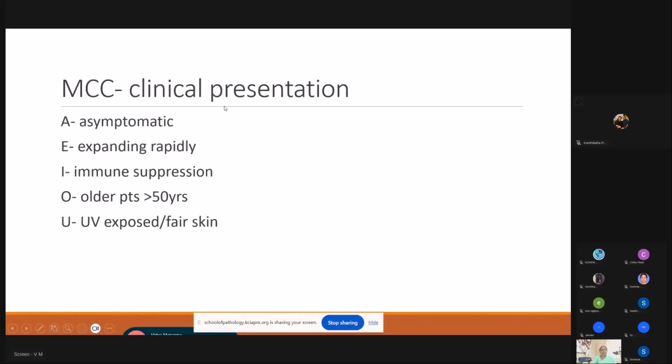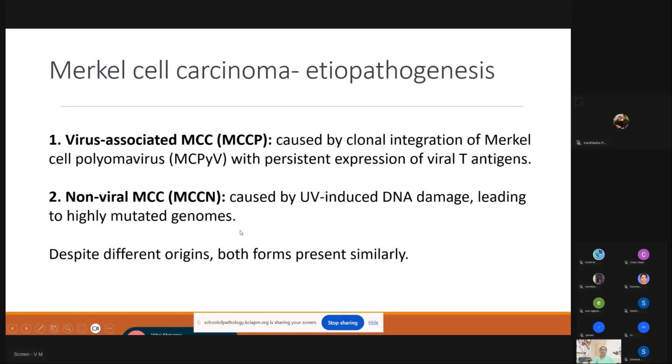How do they present? Usually, what is described as the AEIOU or the bubble kind of mnemonic. So, usually asymptomatic, or they present with a rapidly increasing mass. Immunosuppression is often associated with it. Usually older patients, but in a small percentage of cases, it can occur in younger patients as well. And usually in the sun exposed or fair skinned people.